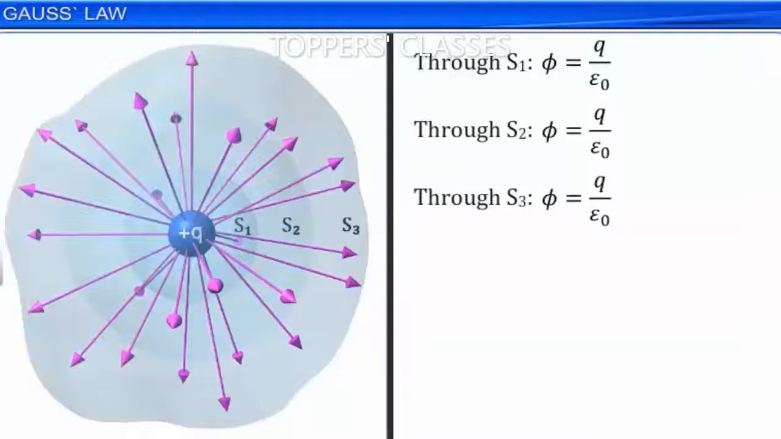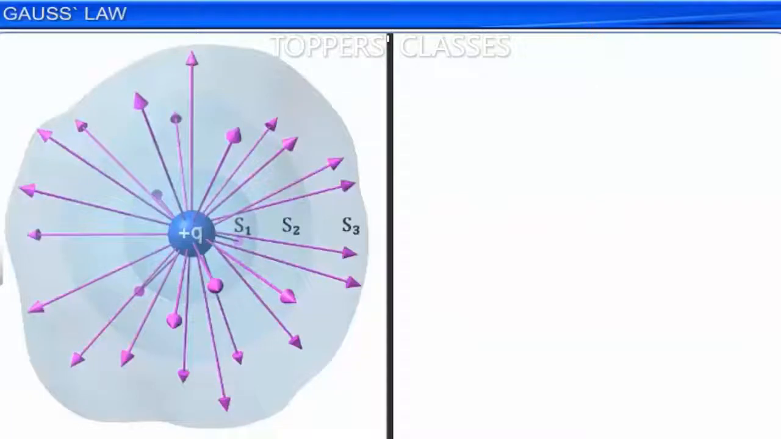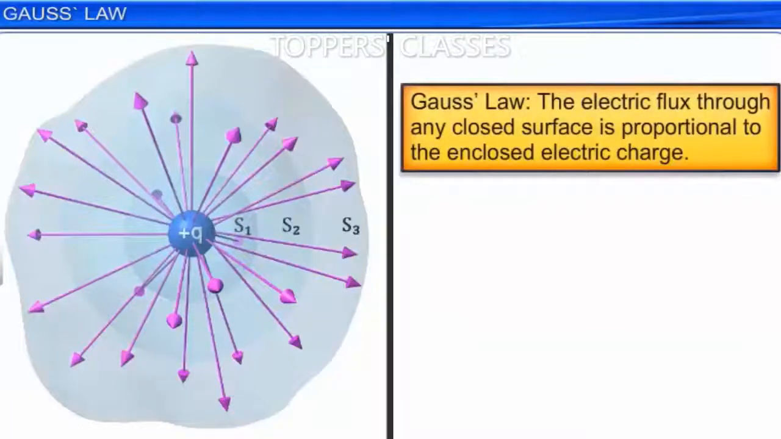Here, we observe that the net electric flux phi through any closed surface is independent of the shape of the closed surface. Hence, we conclude that a Gaussian surface can be of any arbitrary shape. Thus, Gauss' law states that the electric flux through any closed surface is proportional to the enclosed electric charge. That is, phi is equal to Qin by epsilon naught, where Qin is the charge enclosed by the Gaussian surface.